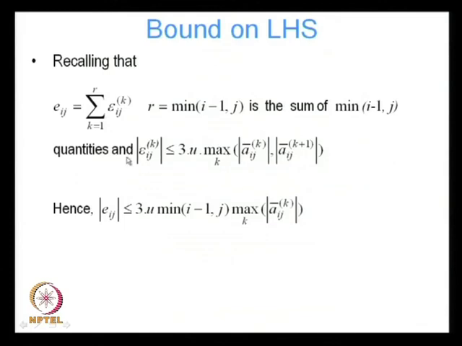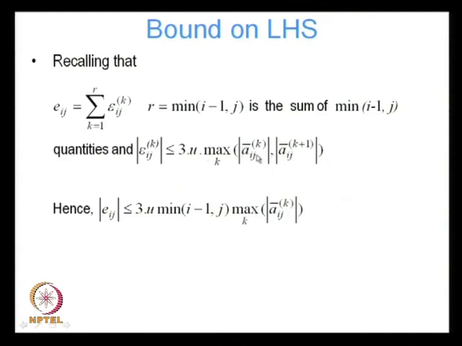Basically, we are saying that since this is bounded by that, and this is formed by the sum of these epsilon ijk's, then we get a bound on Eij which is 3u times minimum of i minus 1, j, because this sum is over r, and r is minimum of i minus 1 and j. So, we are taking this value, which is the maximum value of r, times the maximum of all these sums.